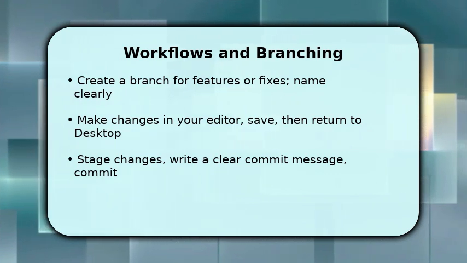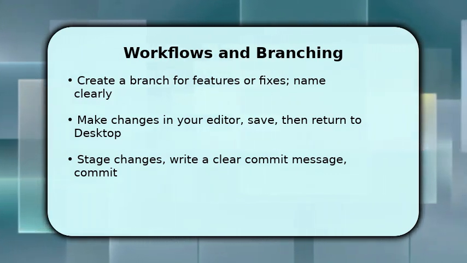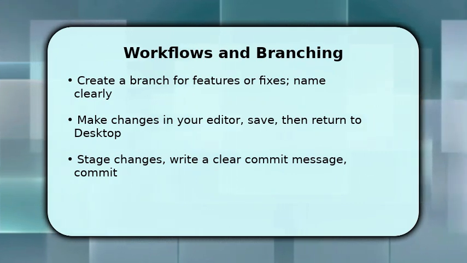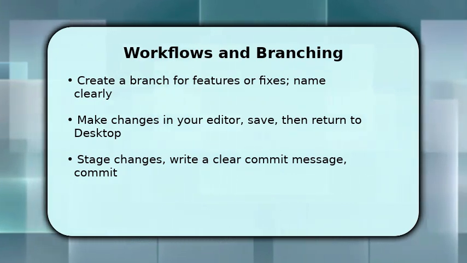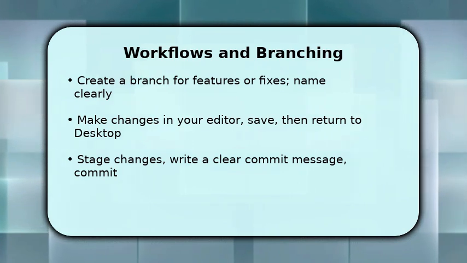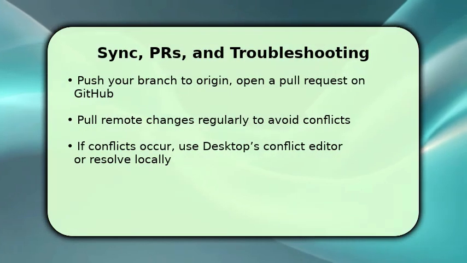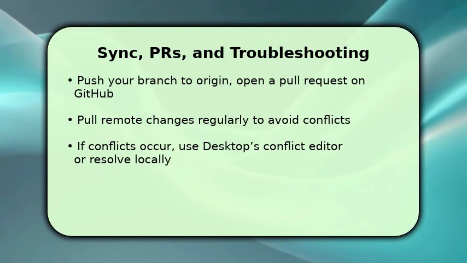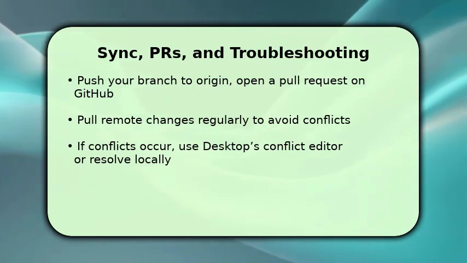Once several commits accumulate, choose Branch, Create Pull Request or Push to Origin. This shares your work and triggers reviews. Make sure to pull first to avoid merge surprises. Finish by syncing. Push your branch to origin and open a pull request on GitHub to request review and merge.